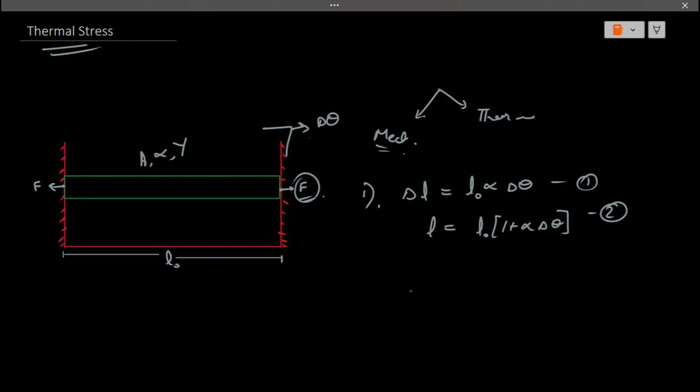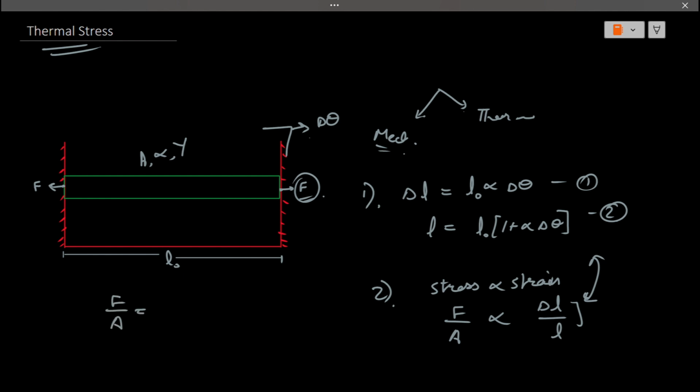Now from the mechanical point of view, we know that the stress will cause some strain in the rod, right? Now the stress will be developed by the force per unit area, which will be causing some change in length, and that can be related to the thermal change in length, right? So the force per unit area has to be the Young's modulus Y times delta L over L.